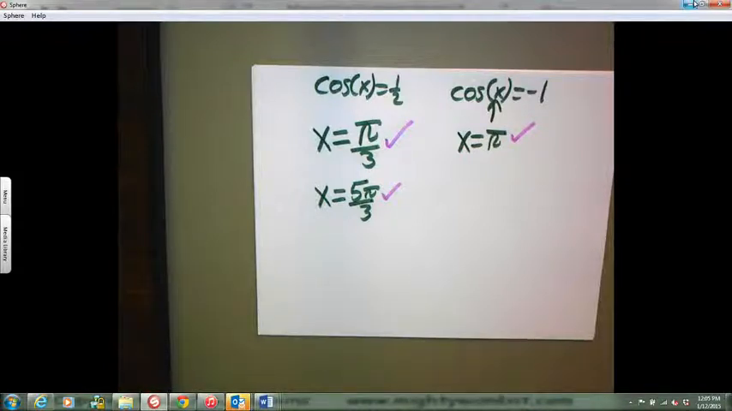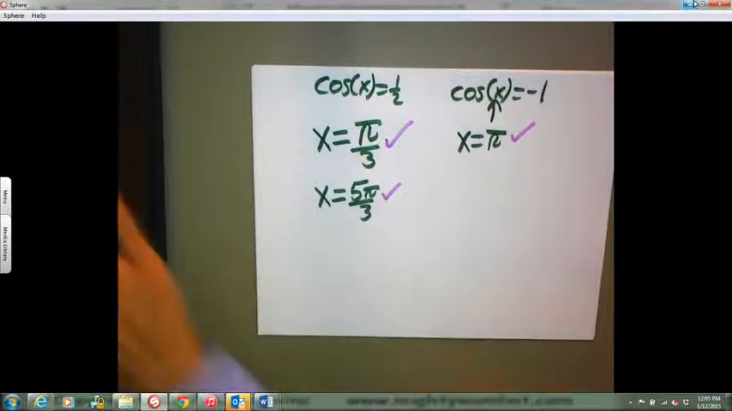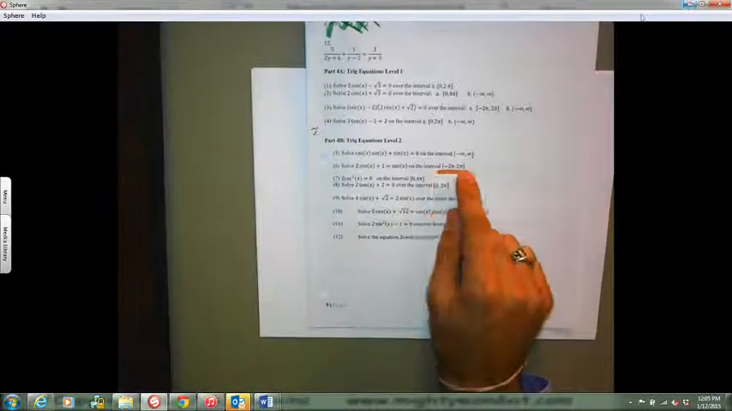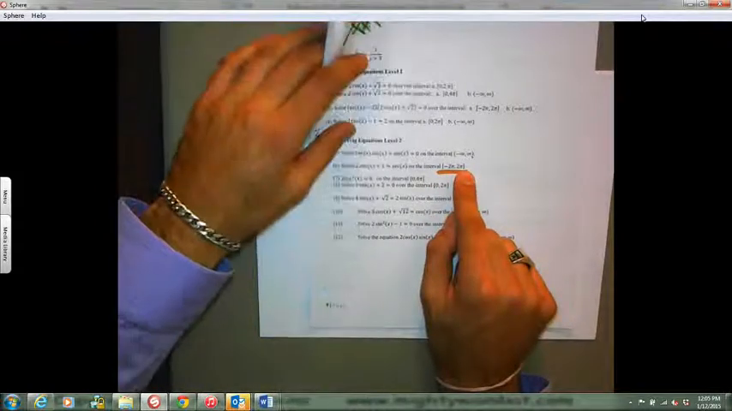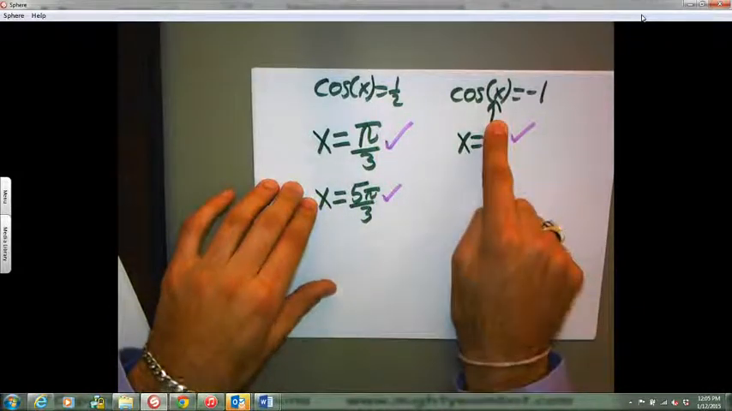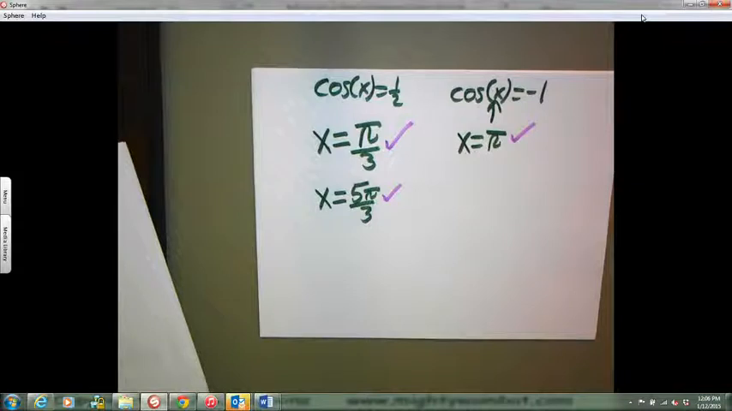Now, we're not done, because the question asks from -2 pi to +2 pi. We only found the answers on the circle, which means we only found from 0 to 2 pi. We got to do that other part. If you want to think about this on a number line, what's really happening is this. This is a number line. Here's 0.